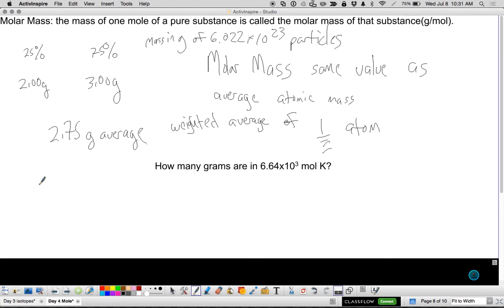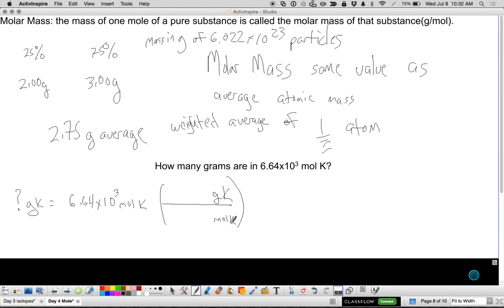So this looks like it's set up to be dimensional analysis again, right? Because it's the same kind of style that we've seen a lot. So question mark grams potassium equals 6.64 times 10 to the third moles potassium. And then I need to write some mole potassium down here. Can I go straight from moles to grams? Well, yes, I can use the molar mass, grams potassium up here.